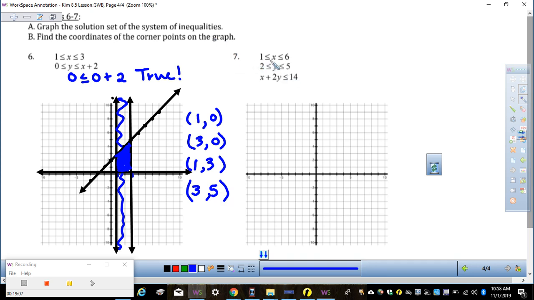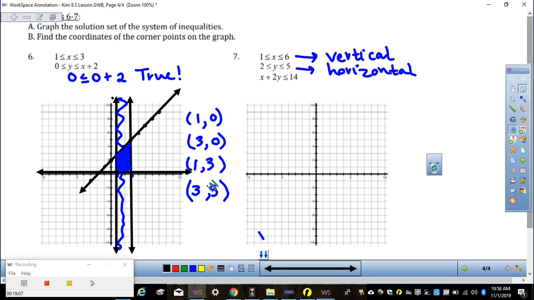So with number 7, this is kind of interesting here, we've got 2 vertical lines. And then the next piece that we're given is going to be 2 horizontal lines. And again, these should be really quick and easy for you to graph. We're shading everything between 1 and 6. And for these horizontal lines, we're shading everything between 2 and 5. So let's get some lines going on our graph.